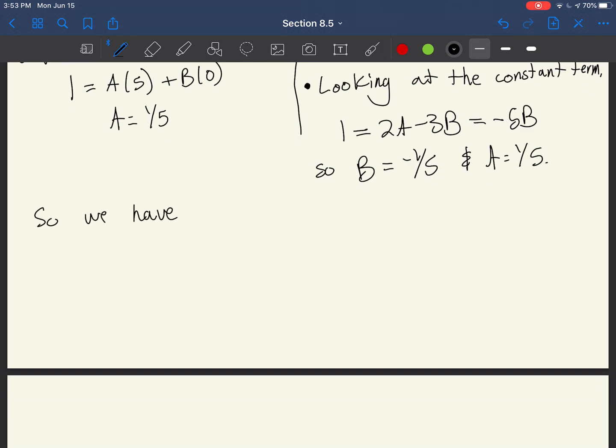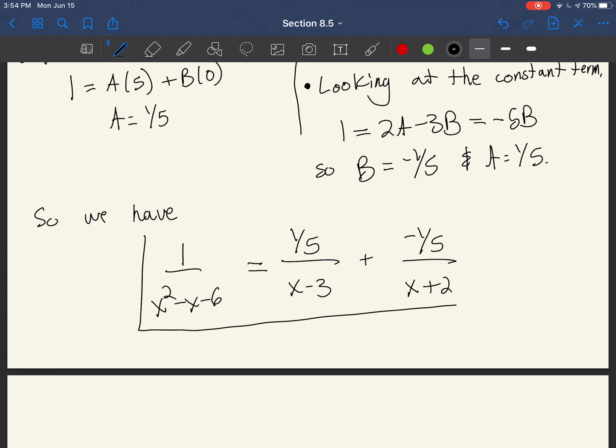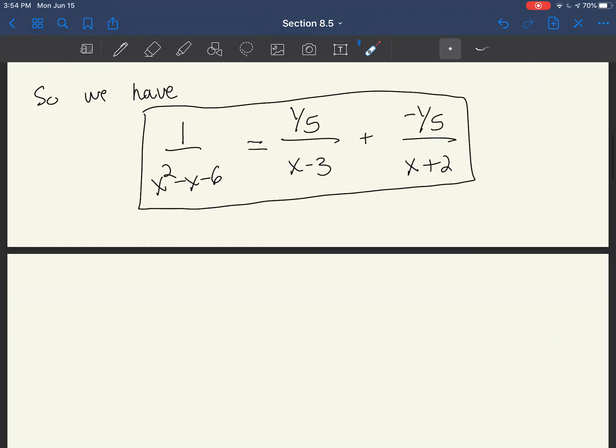Then to finish the problem, we have 1 over x squared minus x minus 6 equals a, which was 1/5, divided by x minus 3, plus b, which was negative 1/5, divided by x plus 2. And that is how we would decompose 1 over x squared minus x minus 6. So if we were integrating this, then we'd break the integral over the sum, and then we integrate both terms, and this will just be 1/5, pull that constant out, and the integral of this will just be a natural log.